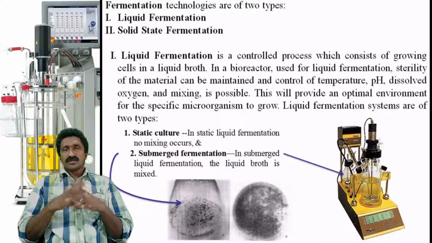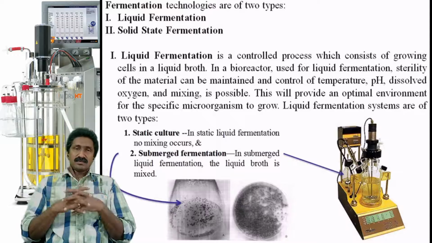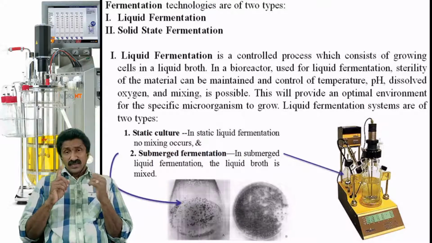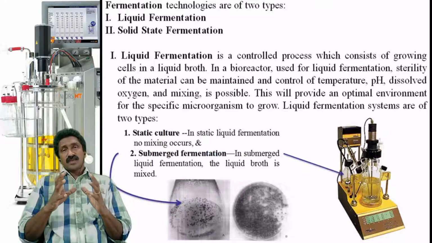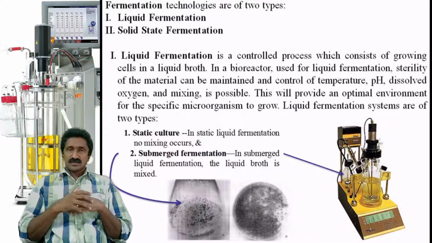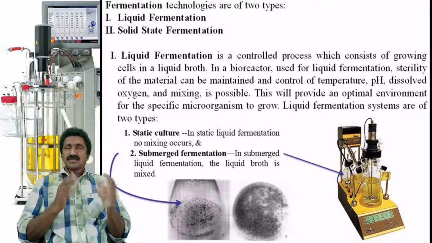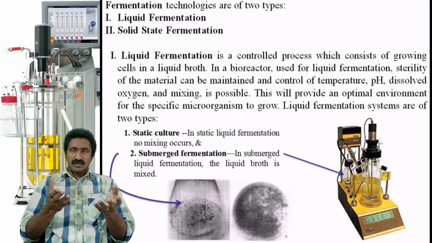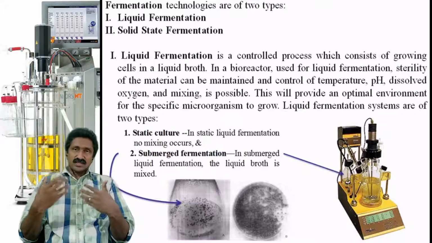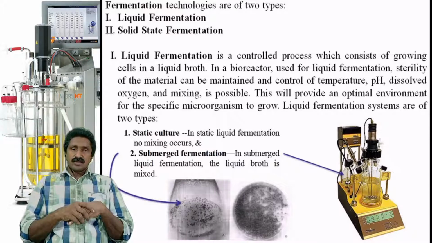Everything needs to be controlled in a bioreactor, such as a liquid fermentation bioreactor. And this will provide an optimal environment for the specific microorganism to grow. Liquid fermentation systems are of two types. One is the static and the second one is submerged. You may be already aware of this. Anyway, we are just recollecting the topic.